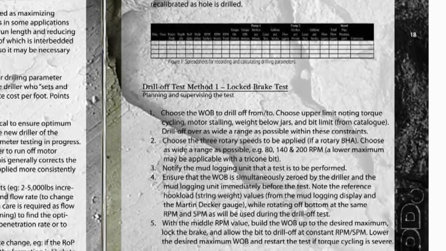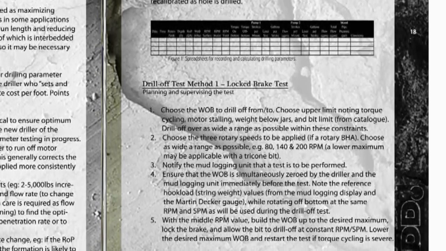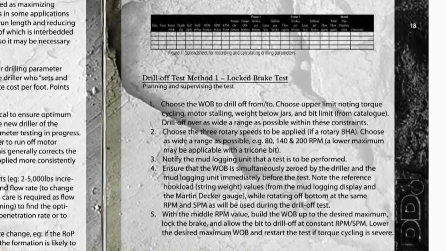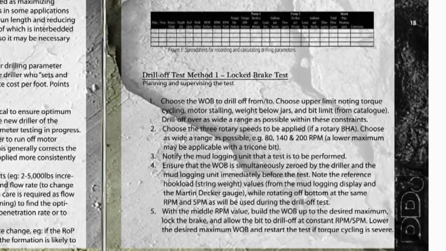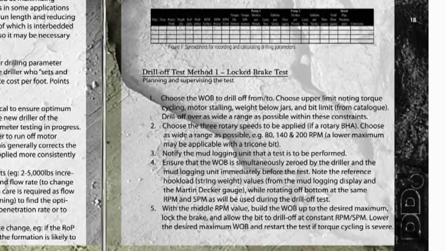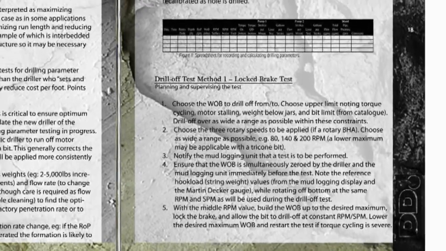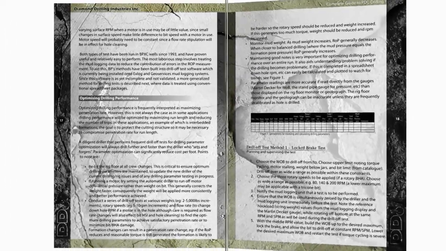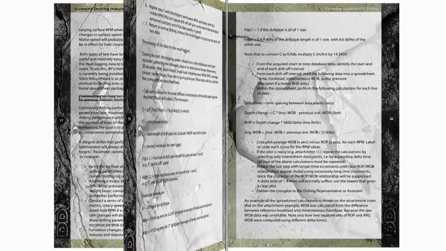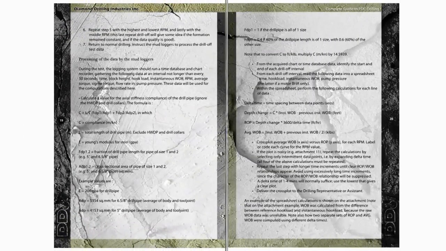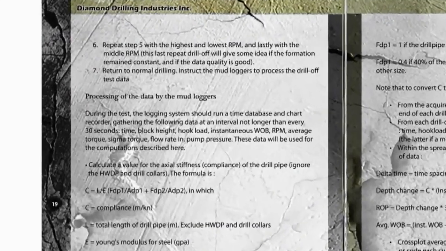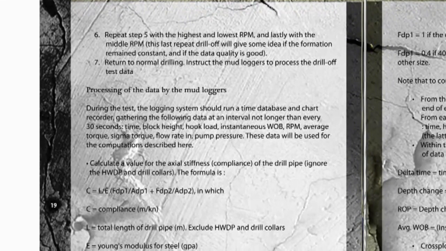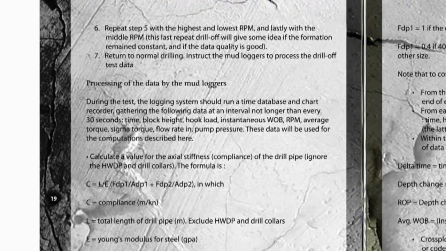5. With the middle RPM value, build the WOB up to the desired maximum, lock the brake, and allow the bit to drill off at a constant RPM, SPM. Lower the desired maximum WOB and restart the test if torque cycling is severe. 6. Repeat step 5 with the highest and lowest RPM, and lastly with the middle RPM. This last repeat drill-off will give some idea if the formation remained constant and if the data quality is good.